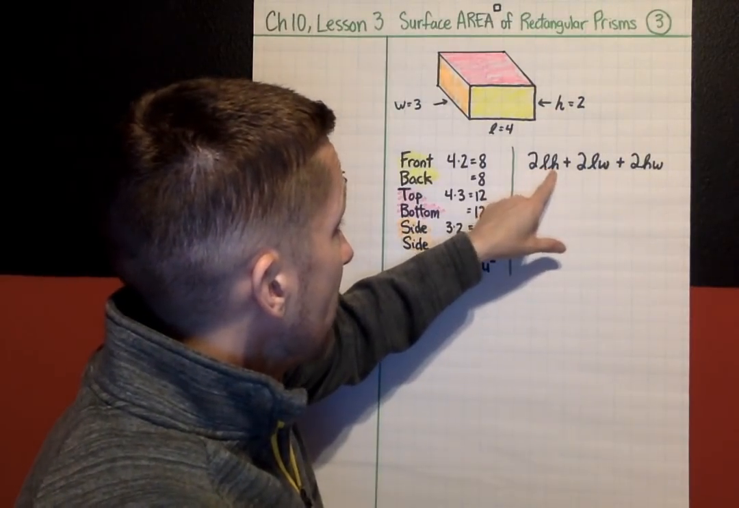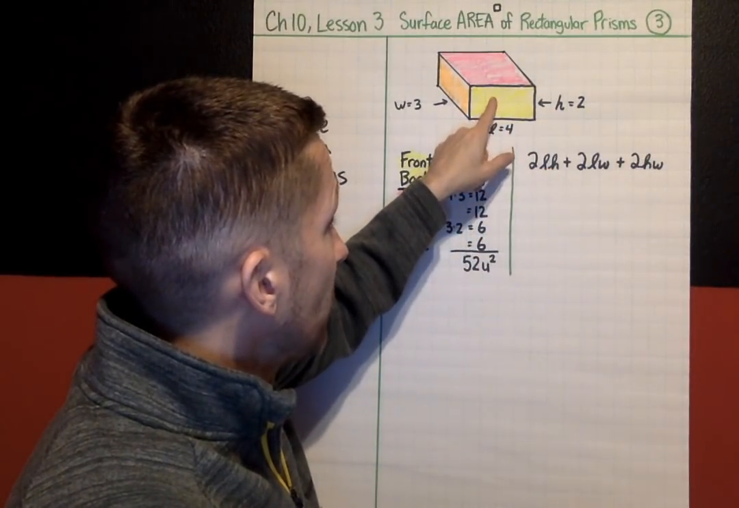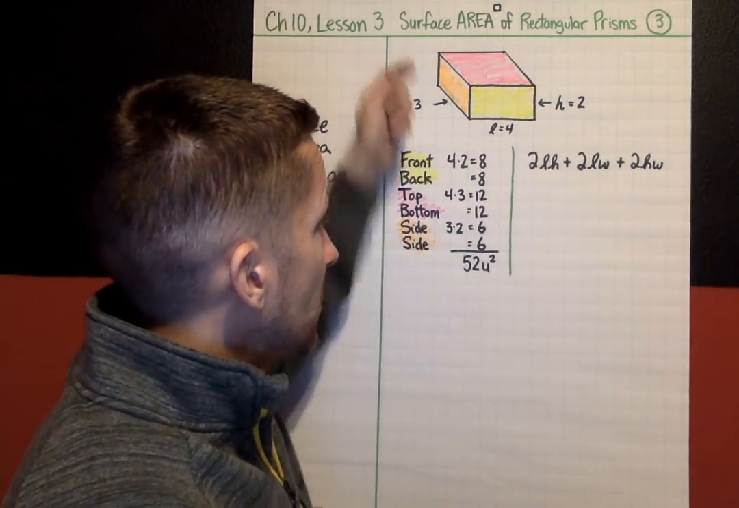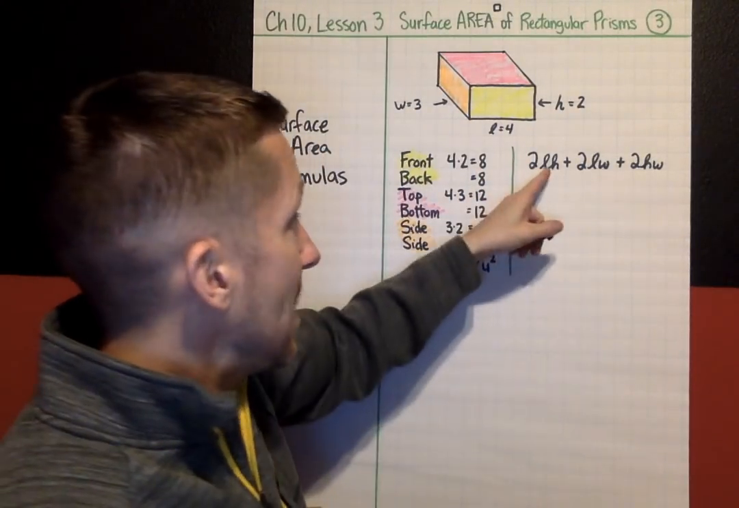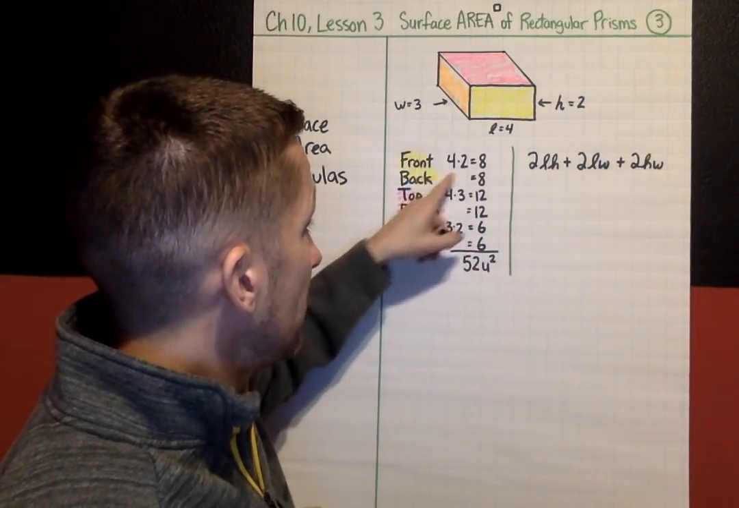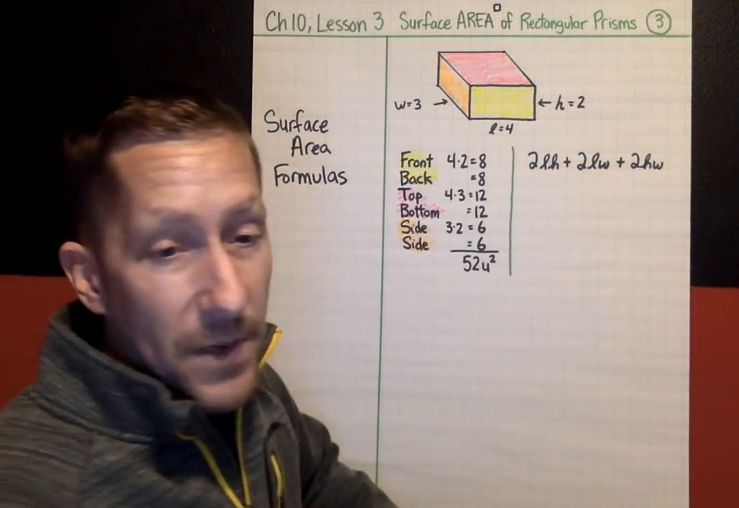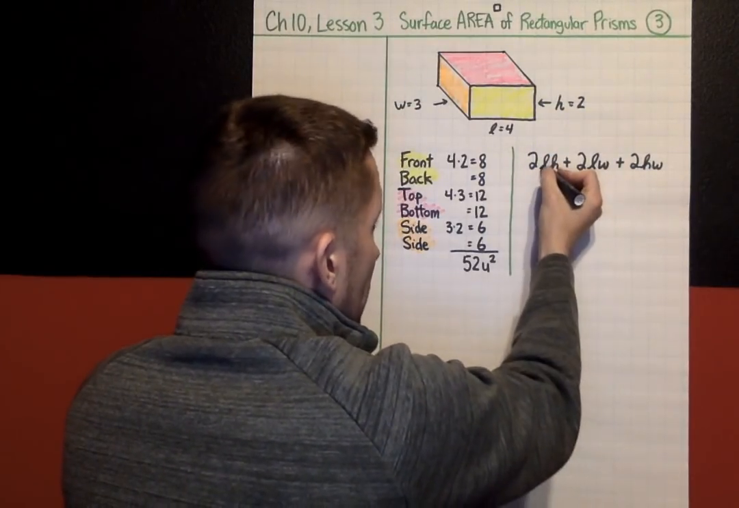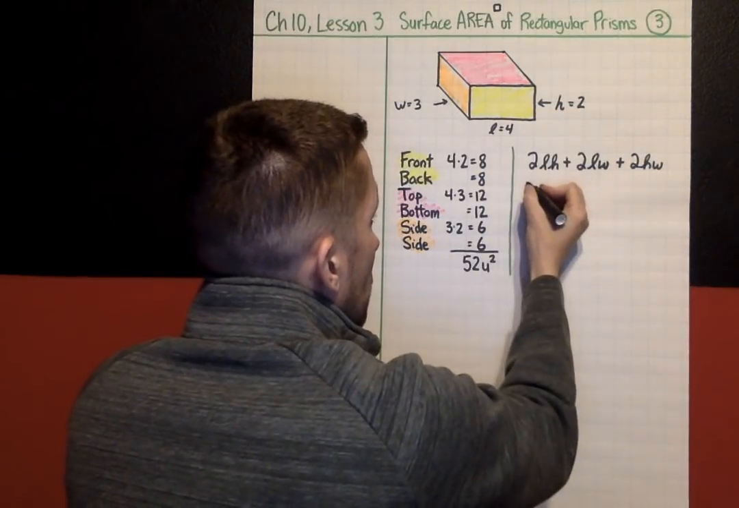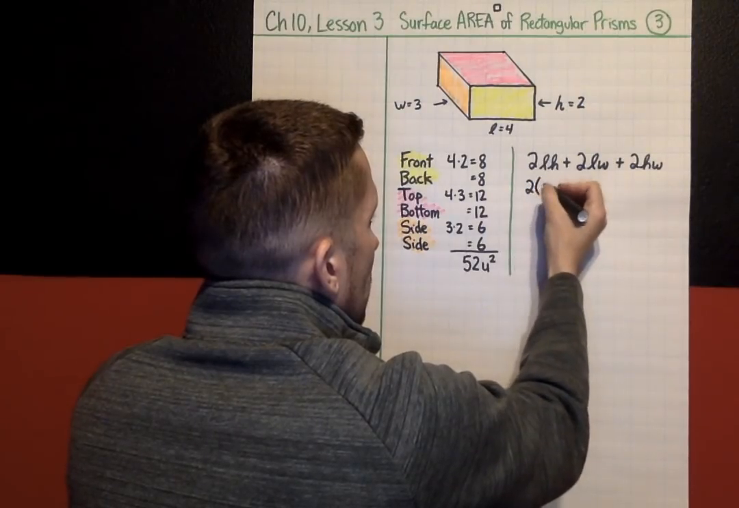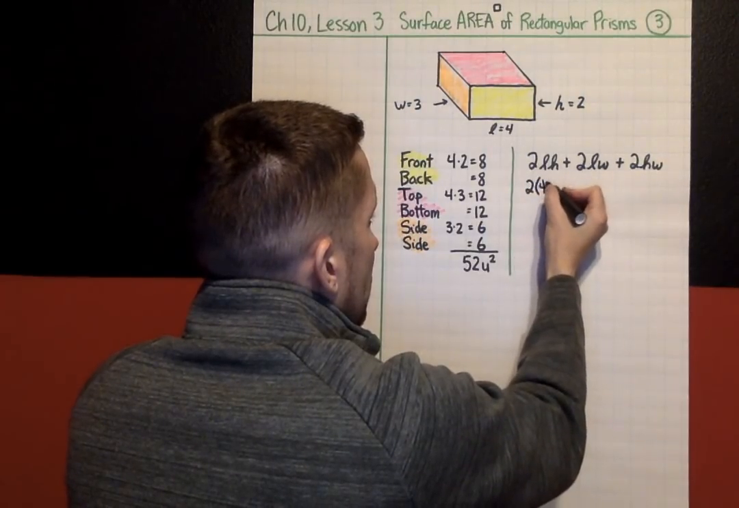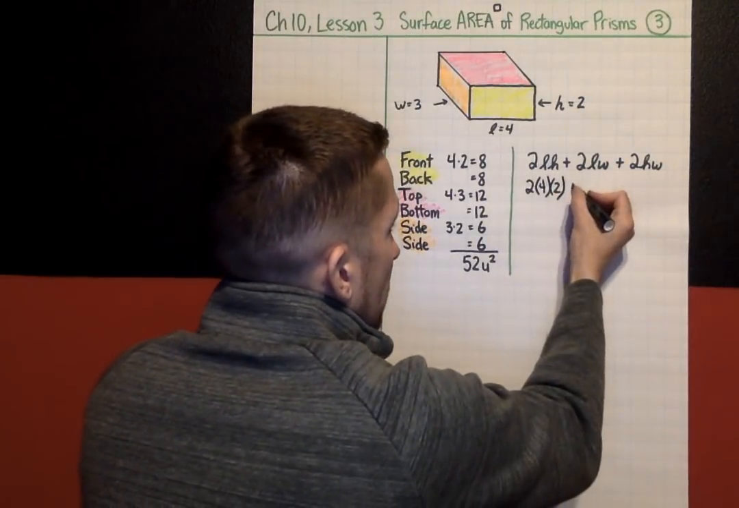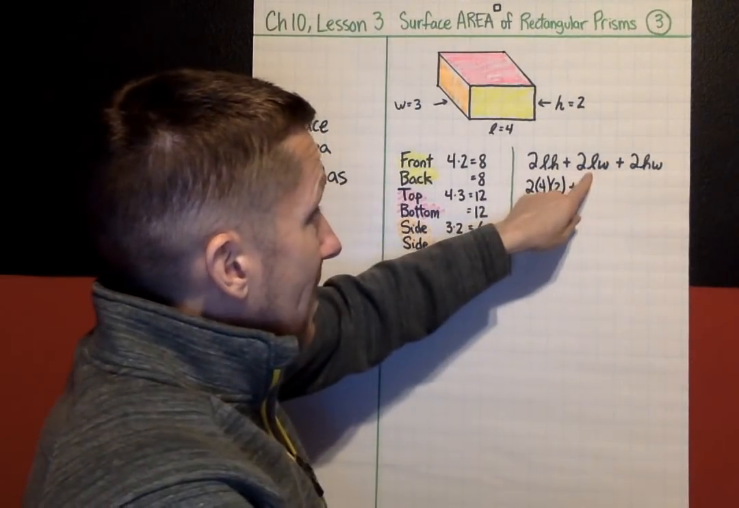So this right here, L times H, is actually the front. Okay? And it's times 2 because there's a back. So that's how this matches up with this yellow on that formula. So I would put in the numbers. L is a 4, and H is a 2. So my next line would look like this. These are all being multiplied. So 2 times 4 times 2 plus length times width.